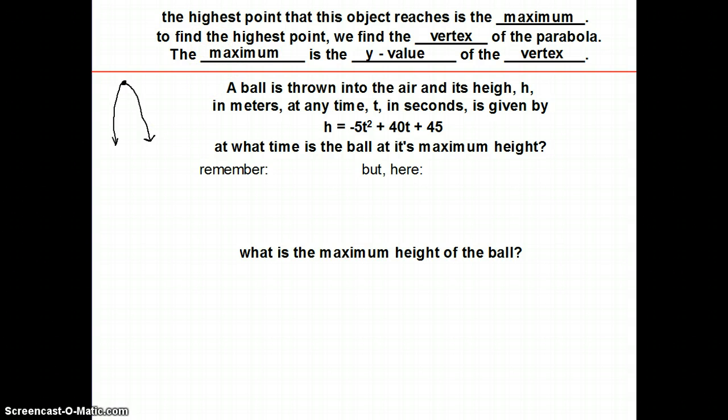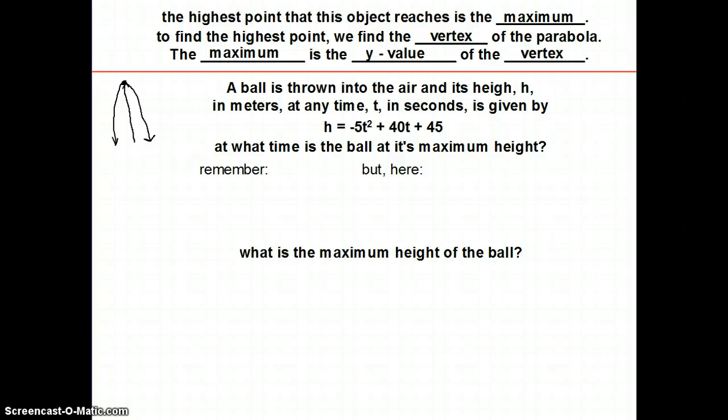The maximum is the y value of the vertex. So what we're looking at is what is the distance from the vertex to the ground. So what is that y value of the vertex? We don't really care how far left or right it went, we just care how far up the object went, and that is going to be your y value.